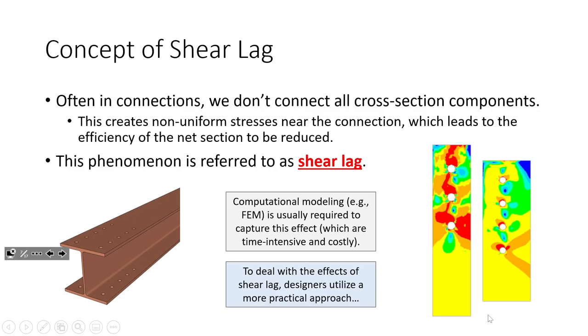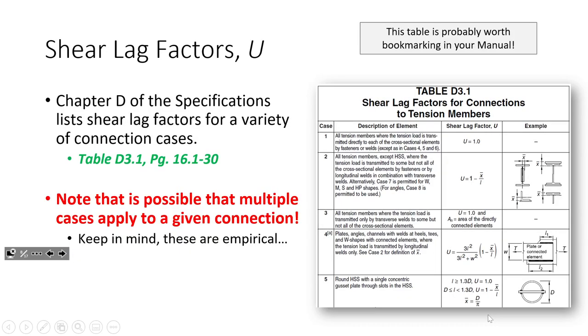So for this shape, would U be 1? And I would say no, because there are no bolts through the web. So what does case 2 say? Case 1 says if all of the cross-sectional elements are connected by fasteners or welds. Case 2 says if some of the cross-sectional elements are connected by fasteners or welds. Everybody see that? Now, if we're in case 2 land, there's this equation, 1 minus x bar over L. And that's L. That's not I or 1 or anything like that. That's the letter L.